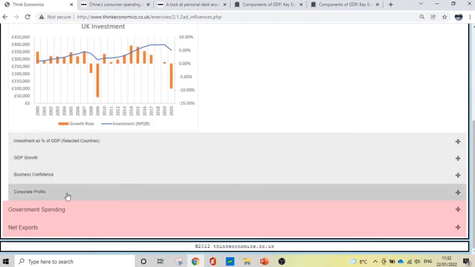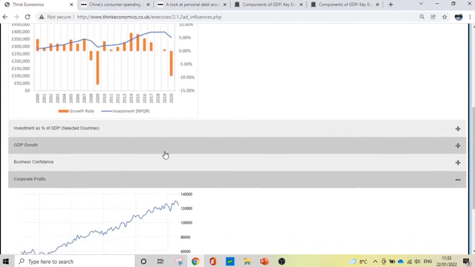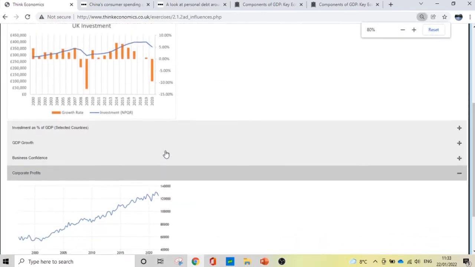Let's see. Now this other one here, corporate profits. I think this makes sense, and you can link it through. Let's see if we can see both these graphs on the same screen here.